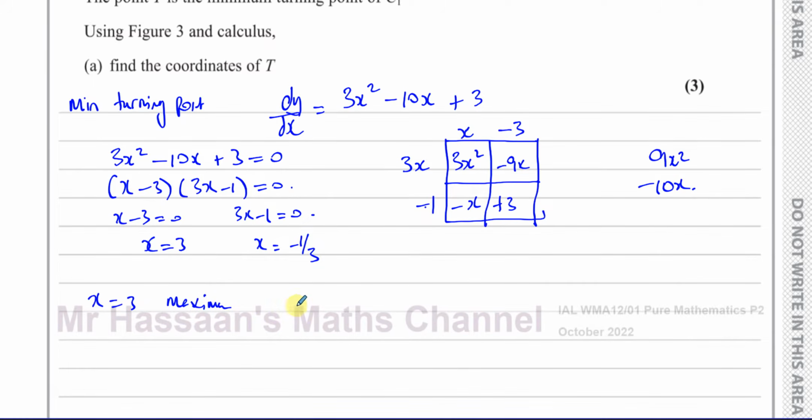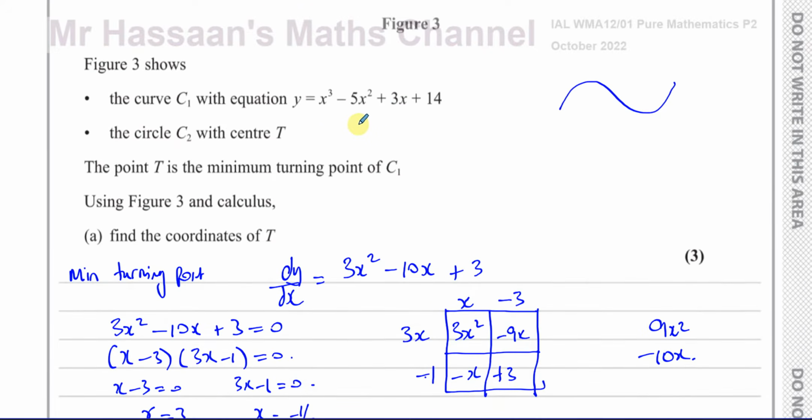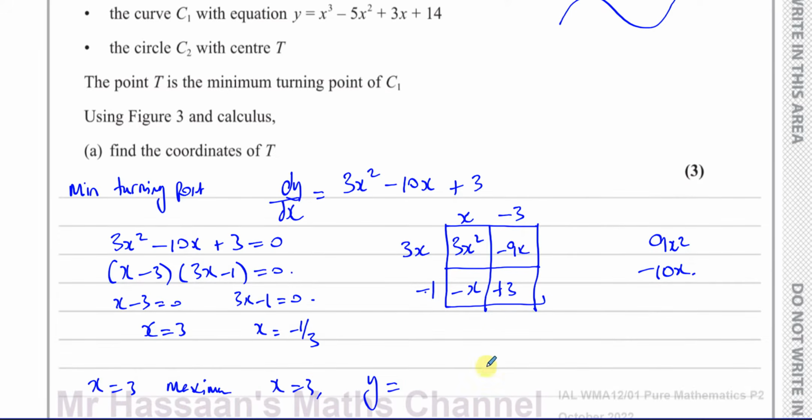Now we can find the y coordinate. When x equals 3, we substitute: y equals 3 cubed minus 5 times 3 squared plus 3 times 3 plus 14. That will give us the y coordinate, and then we have found the coordinates of T.